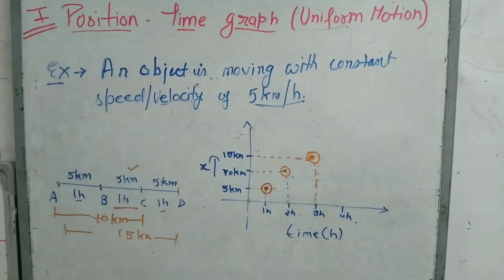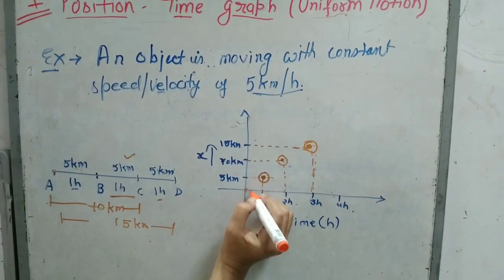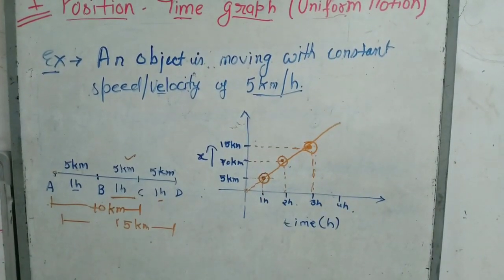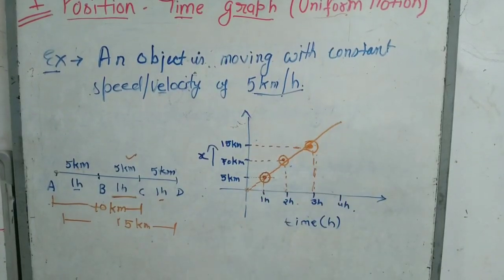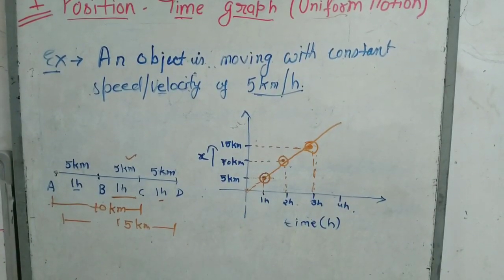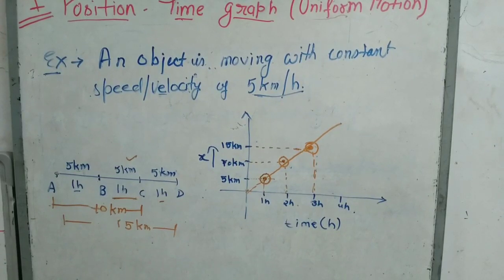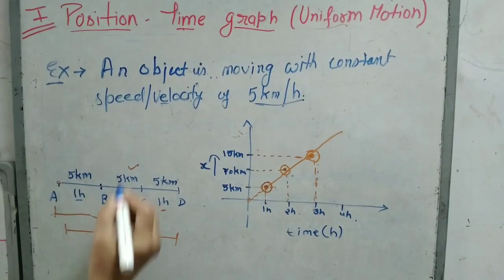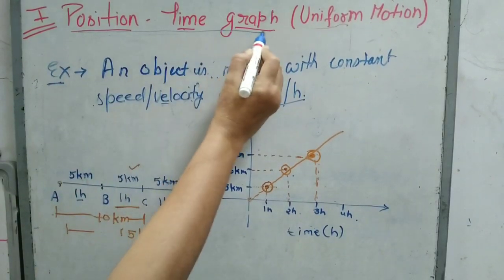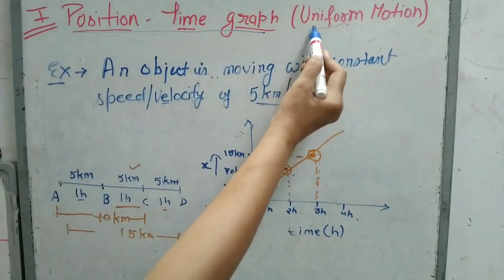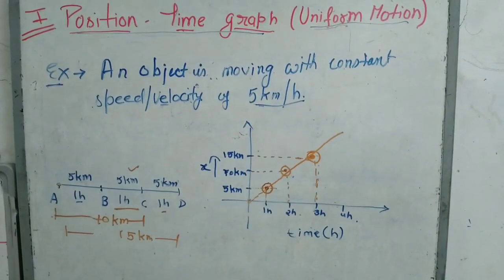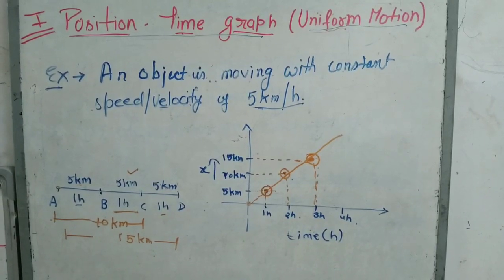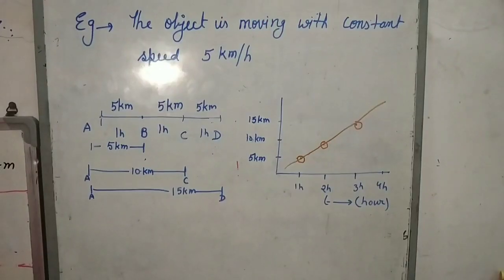Now we have got these 3 points. We can join these 3 points and we will get a line. So what are we observing? We are observing a straight line which is making a slope with the time axis. Correct? So what do we conclude, student? We concluded that in a position time graph, when an object moves with uniform motion, we will always have a straight line making a slope.